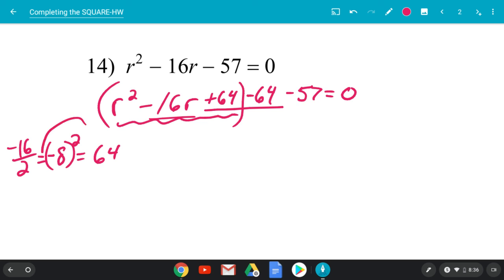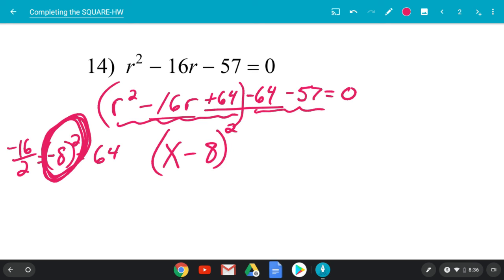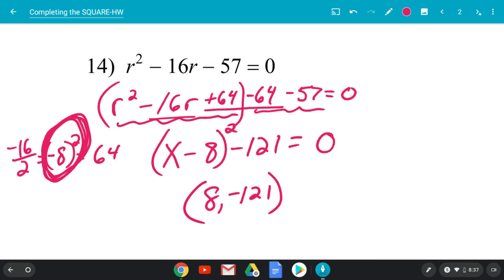Well, that's really easy because here's the term that I'm looking for. So it's going to be x minus 8 quantity squared. Combine my like terms at the end. So that's a, oops, not plus, but minus 121 equals 0. And what's my vertex going to be then? It'll be a positive 8 and a negative 121. Remember, we always have to take the opposite of what's on the inside. Okay?